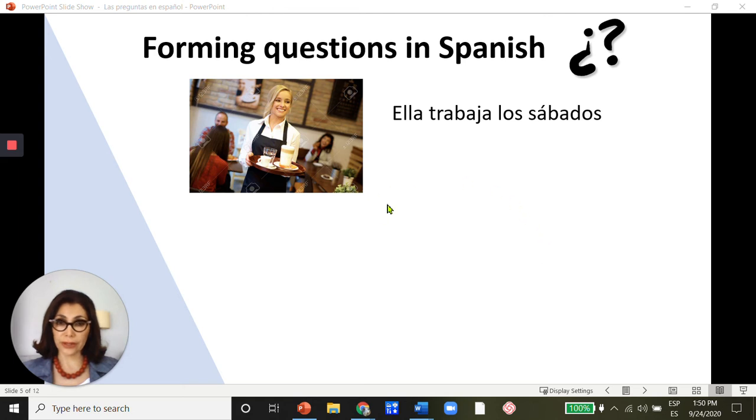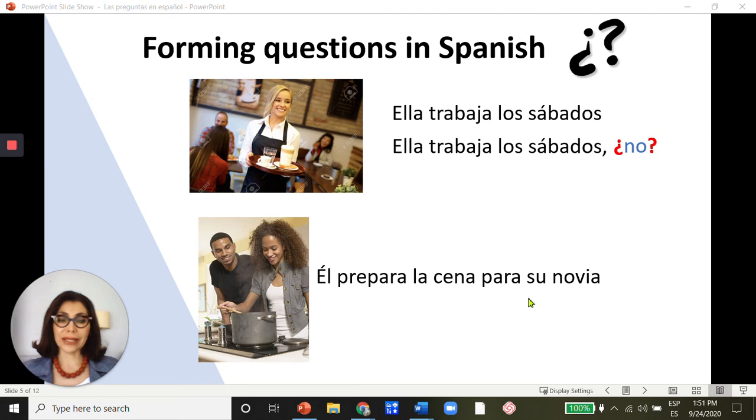Now we are down to the third way of forming questions. Ella trabaja los sábados. Affirmative sentence. Ella trabaja los sábados. So here you can see that the text stays the same. You have to add a comma and then the question marks with the tag word here. Ella trabaja los sábados, ¿no?